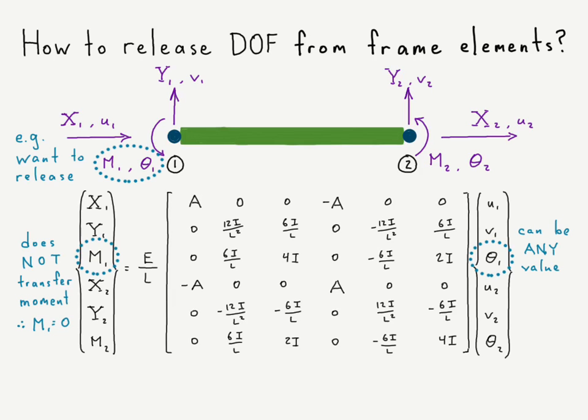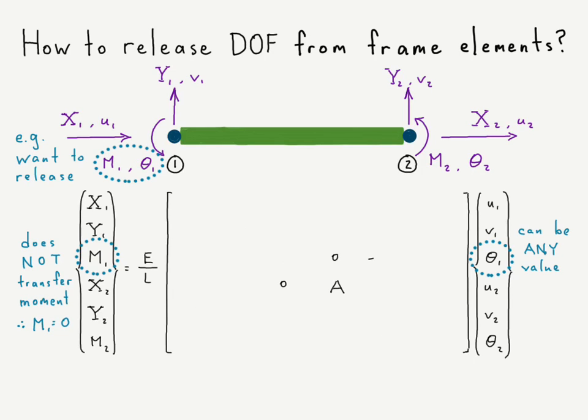Similarly, we know that this could be any value, and it should not have any effect. That rotation can be any value it wants, and it should not have any effect on the rotational stiffness. And so we'll go ahead and erase our original values, and this would be about the form that this frame element stiffness matrix would transform into if we were to release this degree of freedom.